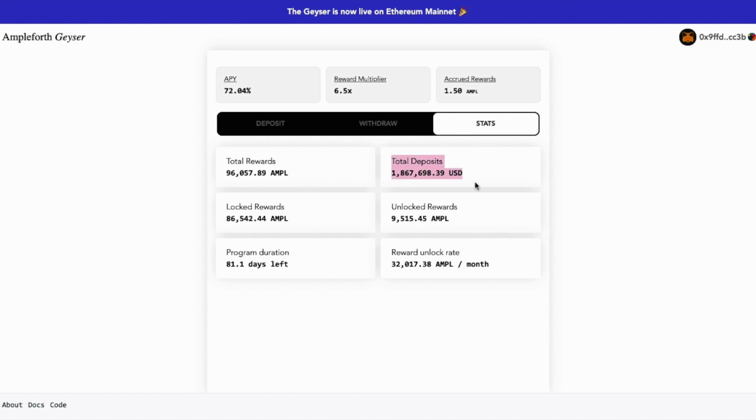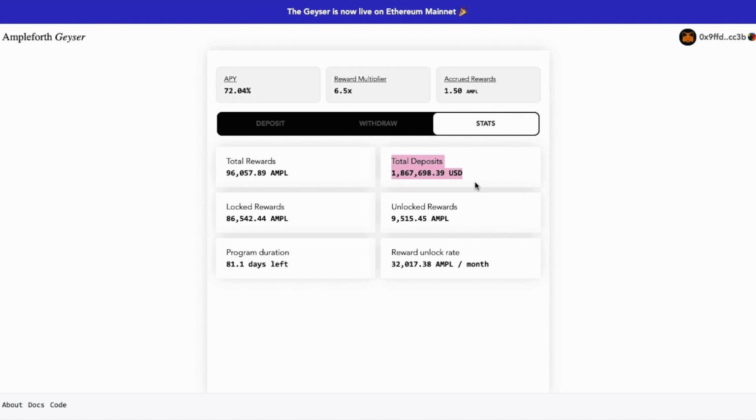Moving along to total deposits, it reads $1,867,698.39 in US dollars. This metric is pretty straightforward. It is the total dollar value of all Uniswap liquidity that is currently deposited in the Geyser. So it's represented as the total number of your Uniswap tokens. Say you deposited $100 worth of ETH and the proportionate amount of $100 worth of Ample into the wrapped ETH Ample pool in Uniswap. Then you put both of those numbers together and this will come out to $200. Now let's say you would like to withdraw 25% of that for whatever reason. You would then leave about $150 left in total deposits in the pool.